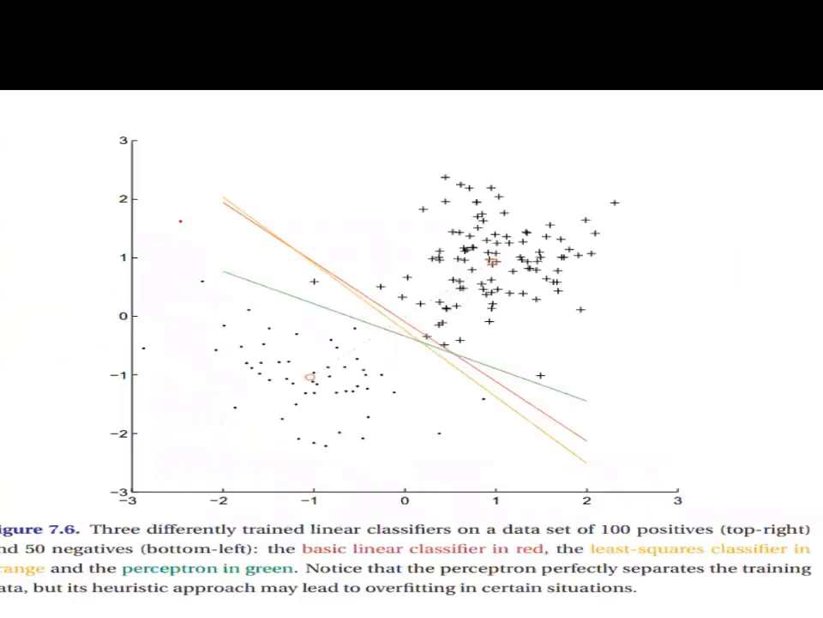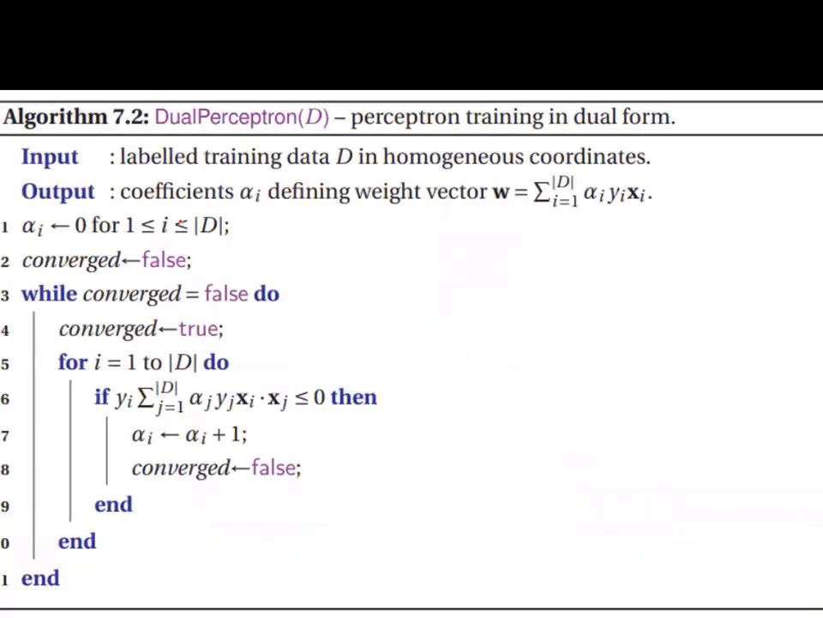Next, in this case, these are all called outliers. This is called dual perceptron. The only thing different is the formula of finding an outlier. And then in this case, we just use alpha I. Alpha I is equal to alpha I plus 1. This is the formula. Alpha I is initially equal to 0.